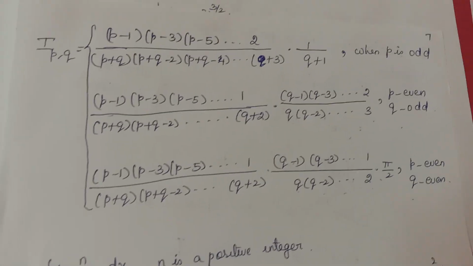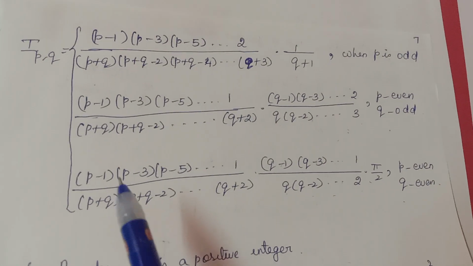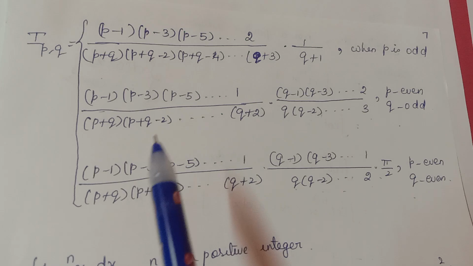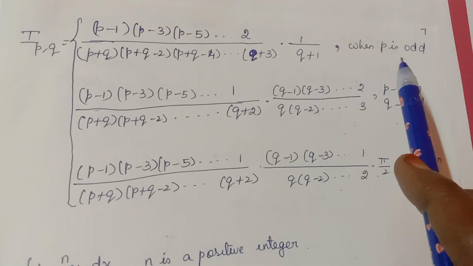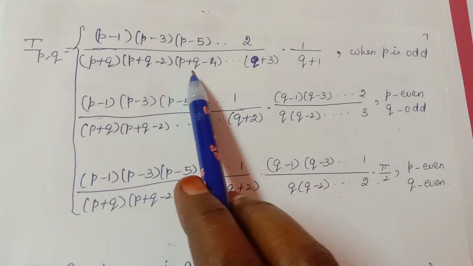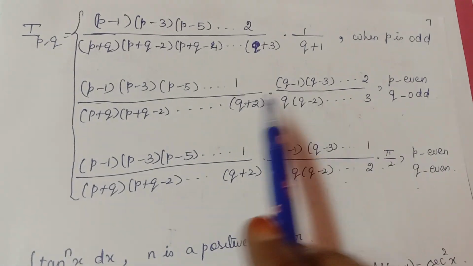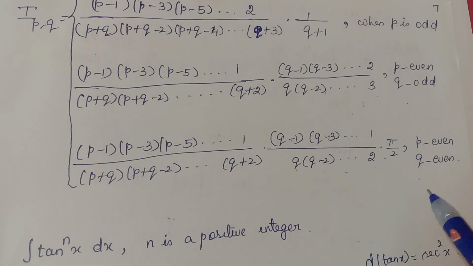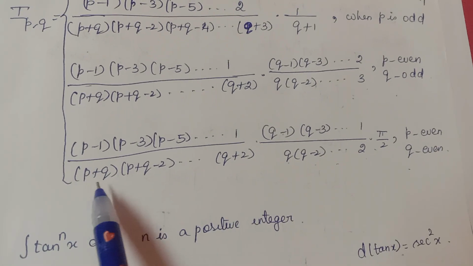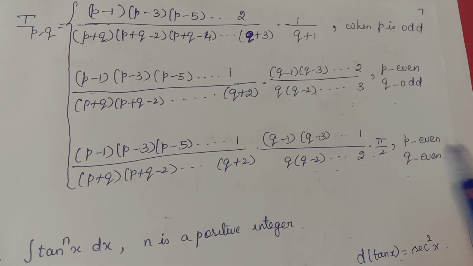Okay, see, these are the formulas for the integral of sin power p into cos power q theta. When p is an odd number, that is, the power of sin is an odd number, this formula is used. When p is an even number and q is an odd number, this formula is used. When both p and q are even, this formula is to be used. So I am going to make use of this formula for this particular problem.